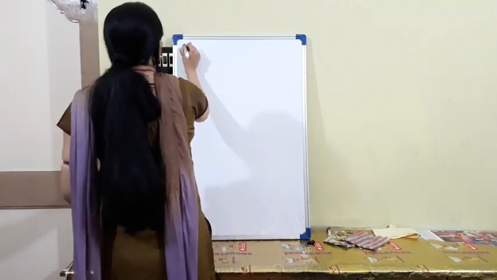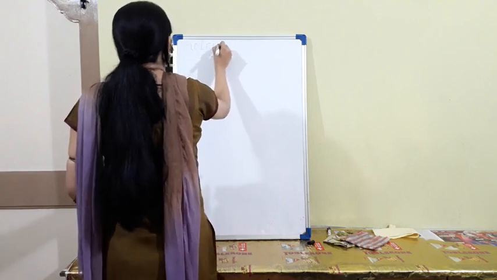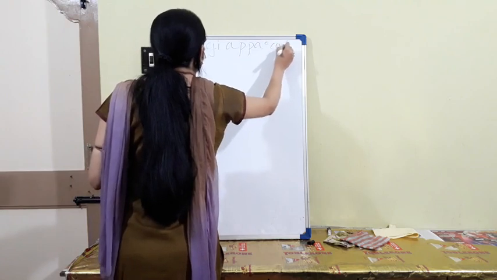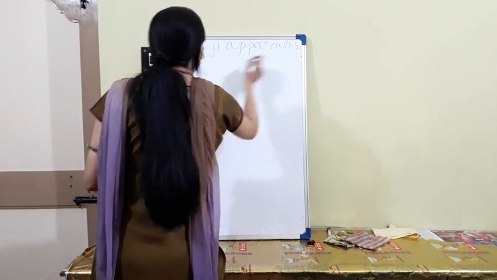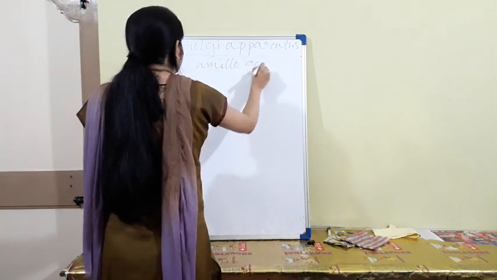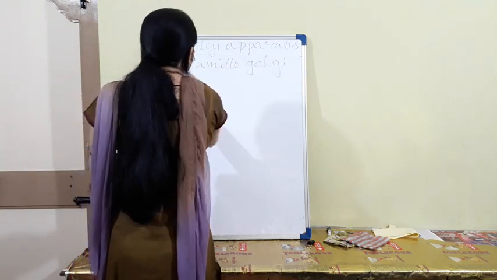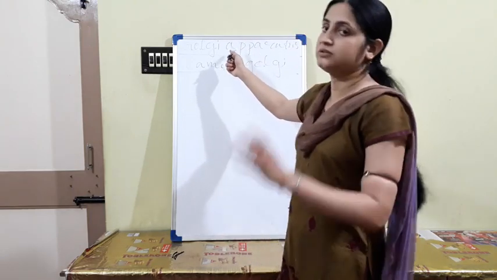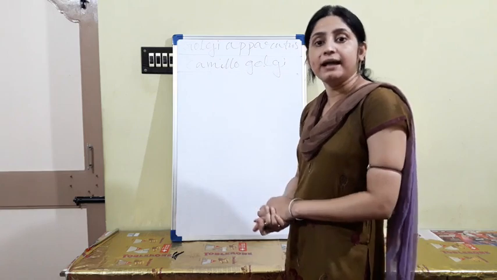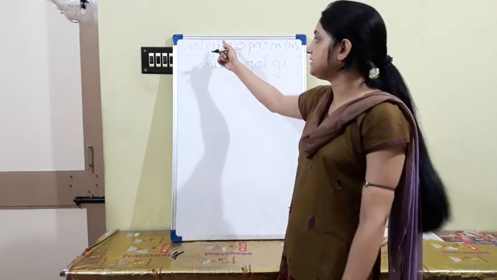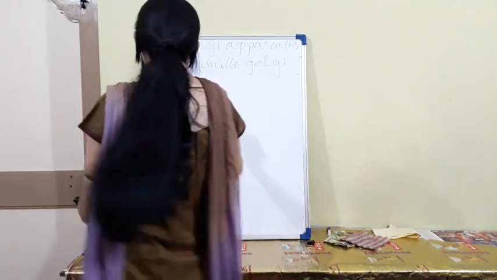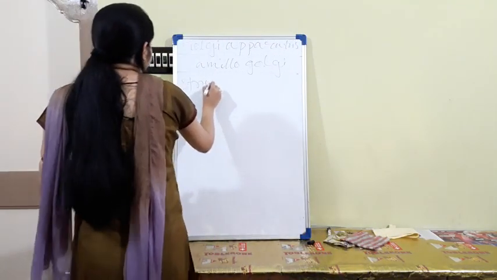Next, Golgi apparatus. It was discovered by Camillo Golgi. This scientist discovered the Golgi bodies or Golgi apparatus, and the apparatus is named after him, that is, Golgi apparatus. First one, structure. What is the structure?